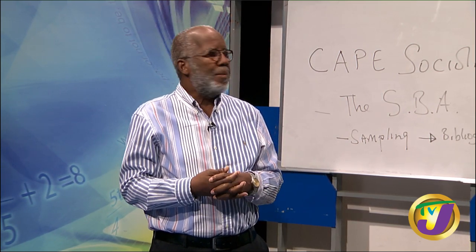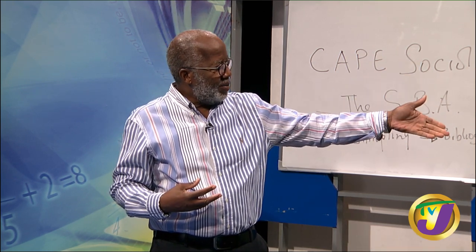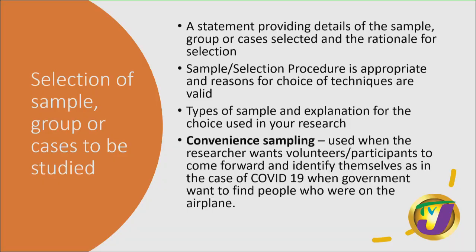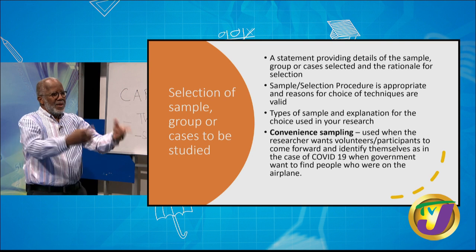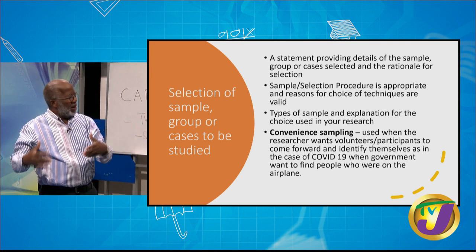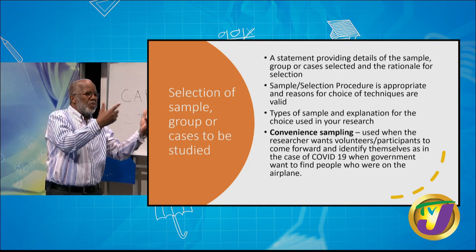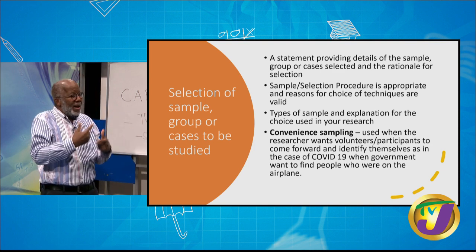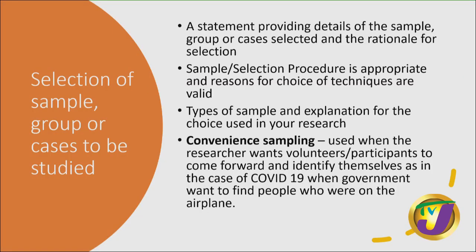We started last time by going through the different types of sampling. We started with convenience sampling, where the researcher wants volunteers to participate, to come forward and identify themselves. Remember, we went to the COVID-19 example, where some people came on a plane, 5,000 of them, on different airplanes. We want to know, could you get in touch with the ministry? So this is really convenience sampling. We ask them to identify themselves.